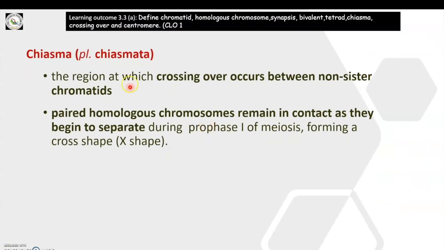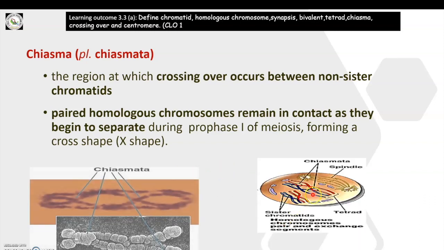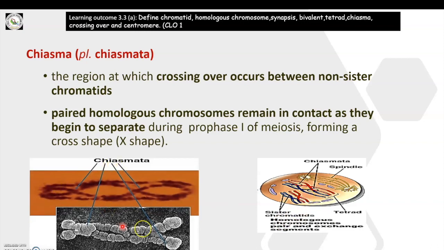And the last one, chiasma. Chiasma is the region at which crossing over occurs between 2 non-sister chromatids. So that means the pair of homologous chromosomes remain in contact as they begin to separate, forming a cross shape or egg shape. If there are many, we refer to them as chiasmata. Okay, so we end this video.